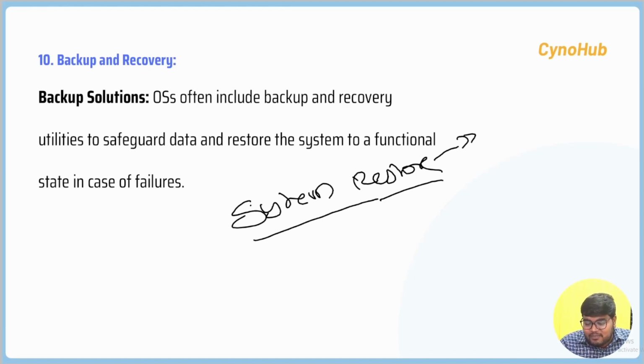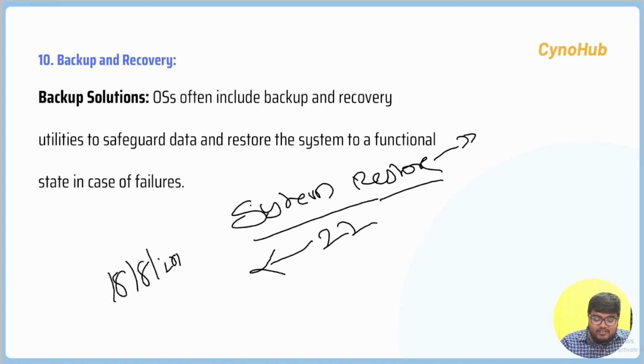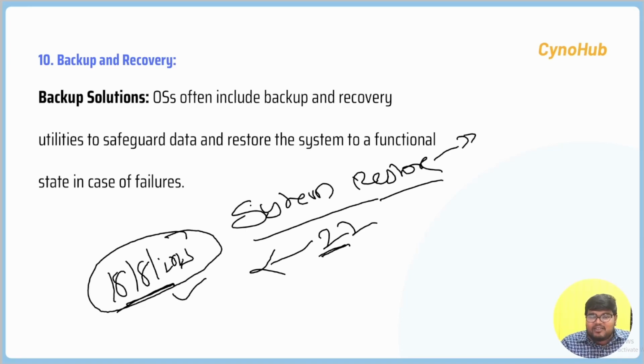Suppose, let us take an example. Today is the 22nd. My system restore point is August 18th, 18/8/2023. Suppose some files are missing on September 22nd, so I want to go back to the 18th. When you click on the calendar 18 and click on system restore, it will automatically appear as the 18th date, not the 22nd date. That means the files will come back to your system. That comes under backup and recovery.